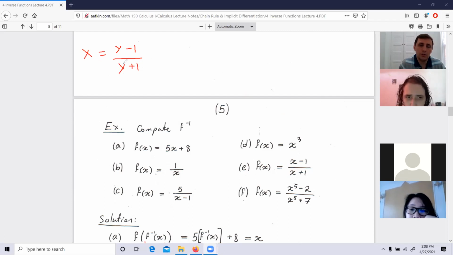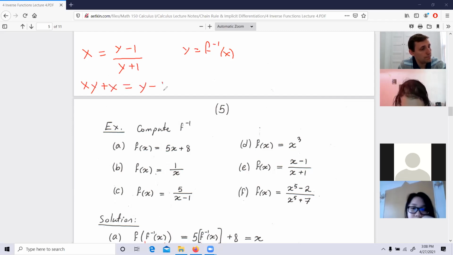All right, so then all you need to do is solve for y, because y, if you remember, is f inverse x, yes? So how do you solve for y? Just multiply both sides of the equation by y plus 1. So you get xy plus x equal to y minus 1. And then you are solving for y, so you move the y across and everything that doesn't have a y across.